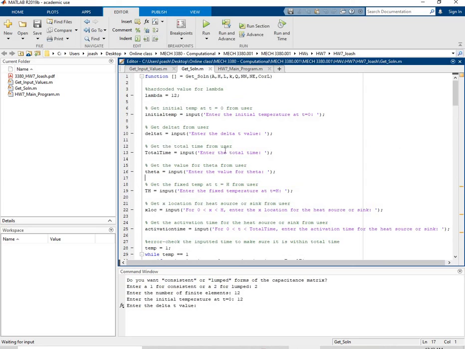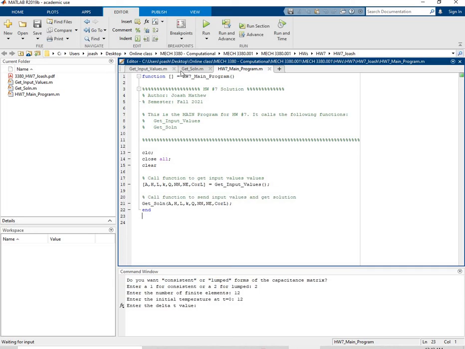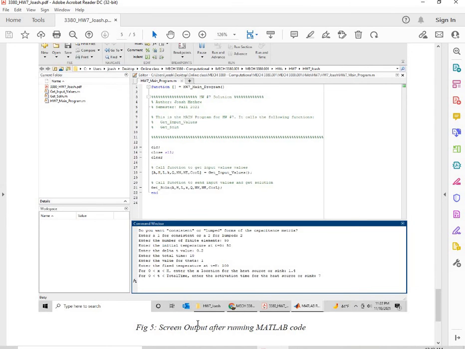In part 2, this is going to prompt the user for the rest of the remaining inputs, such as the initial temperature, the delta T, the total time, etc., and also the activation time for the heat source. And in this part, I'm going to combine the first 2 functions, and I'm going to call them right here. And so when you run this MATLAB code, it is going to prompt the user a bunch of questions, and this here is my screen output after running the MATLAB code. So as you can see, the values that I inputted.